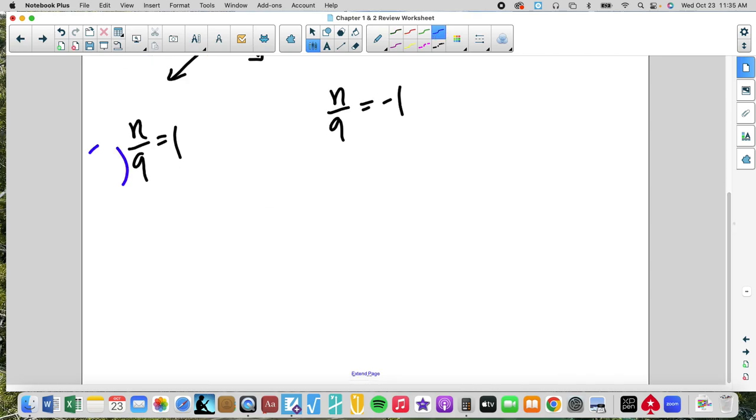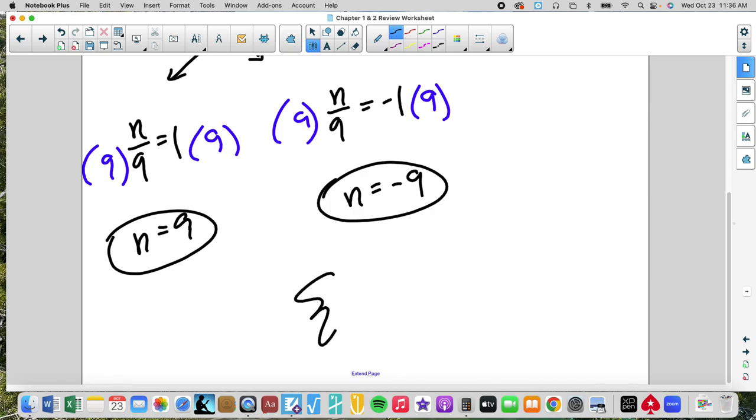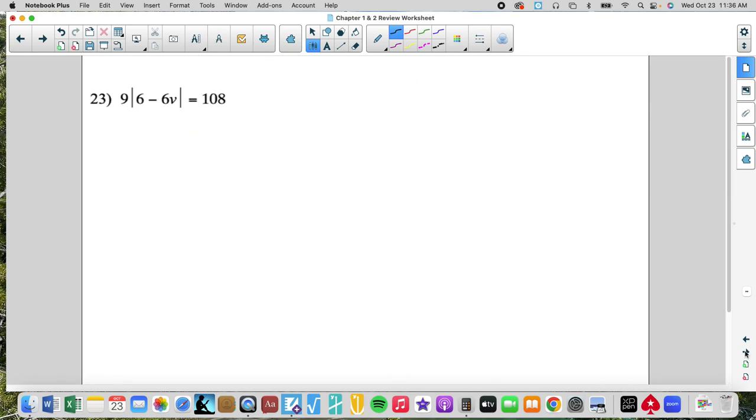So I'm going to multiply by 9. n equals 9 is one solution. I'm going to multiply this side by 9 as well, and we get n equals negative 9. I'm going to write my answers in numerical order and in a solution set.